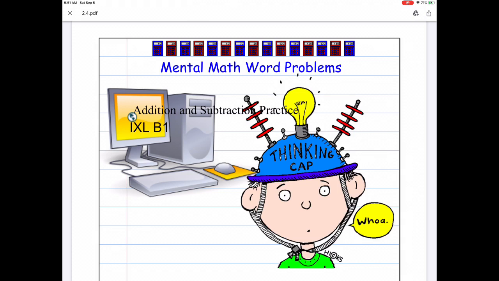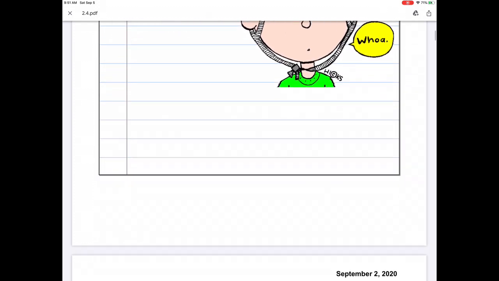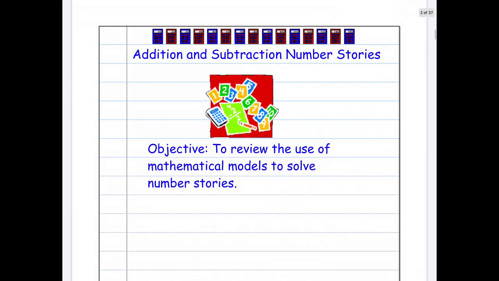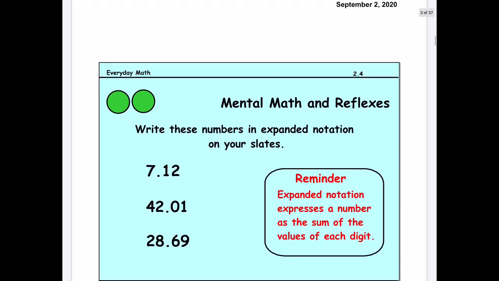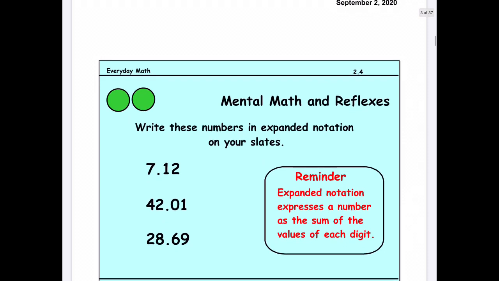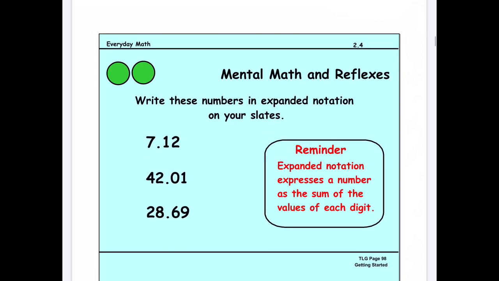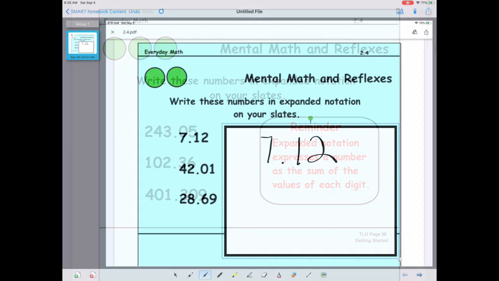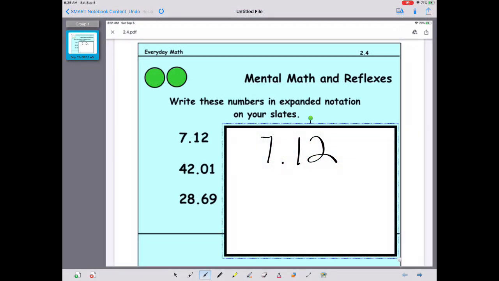This is lesson 2.4. There's some IXL practice under B1. It's about addition and subtraction number stories. And here's some mental math. I did some examples, and then you try the examples on this page to practice expanded form with decimals.